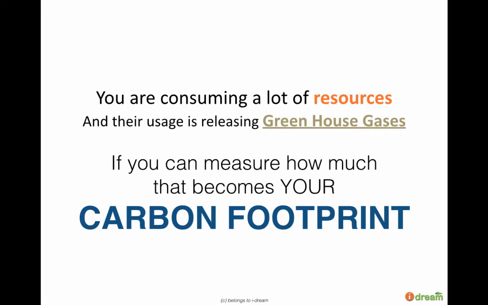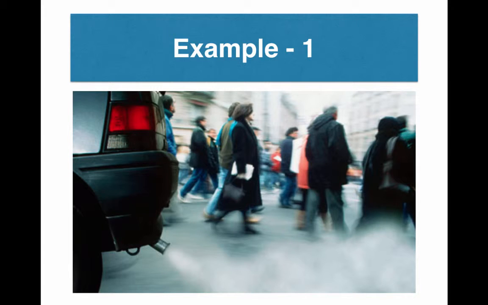Let's try to understand this with an example. When you drive your vehicle from, say, point A to point B, you burn petrol or diesel, depending on the type of car you have. Both of them are a fossil fuel resource, and when you use them, that is, burn them to drive your car, carbon dioxide, which is one of the six greenhouse gases, is released. So, if you can somehow measure how much carbon dioxide you released when you move from point A to point B, that would become your carbon footprint. Also note that this is an example of direct greenhouse gas emission.